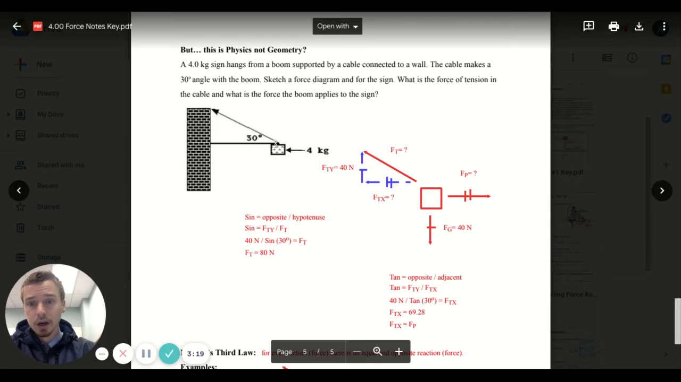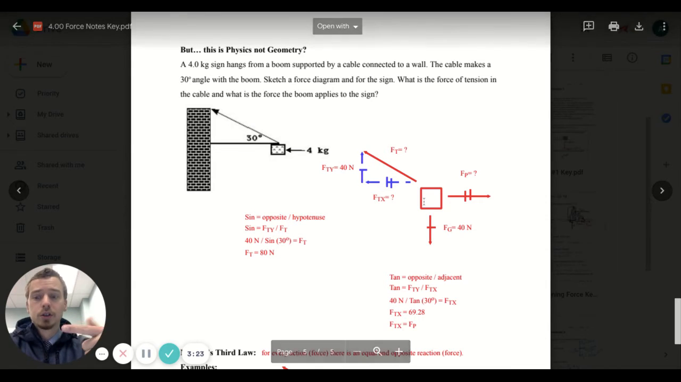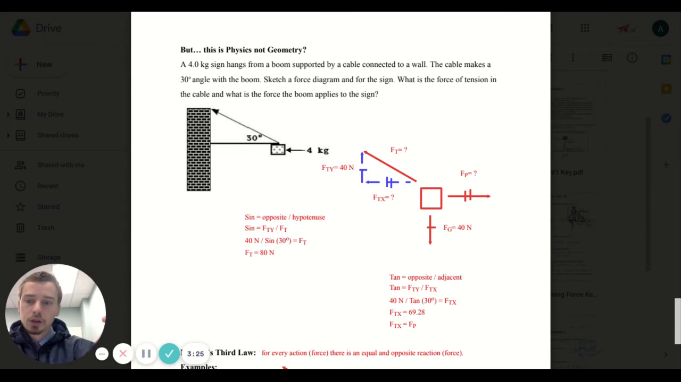In addition, I know that the boom is pushing out just as much as the force in that cable is pulling it towards the wall. So I know that those two forces are balanced. Otherwise, the object would be accelerating to the left or to the right. So I know that those forces, again, are equal because this object is balanced.